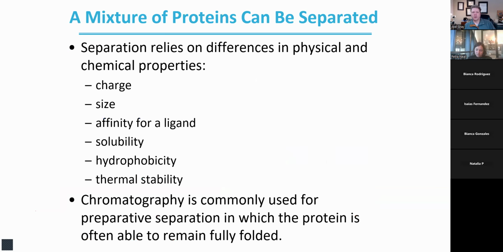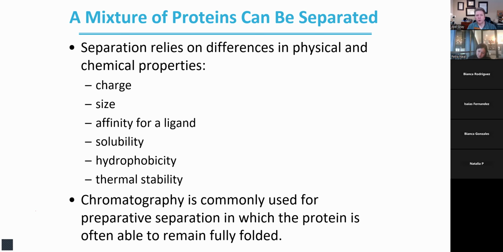Now, proteins can be separated based on a number of different properties. Like I said, in organic chemistry, you separate things based on polarity and lack of polarity. You use those chromatography columns that have a silica gel in them. In a biological system, you can separate based on charge, size, or molecular weight. Affinity, so how much does something want to bind to something else? Solubility, hydrophobicity, thermal stability. These are all different types of chromatography that can be used.